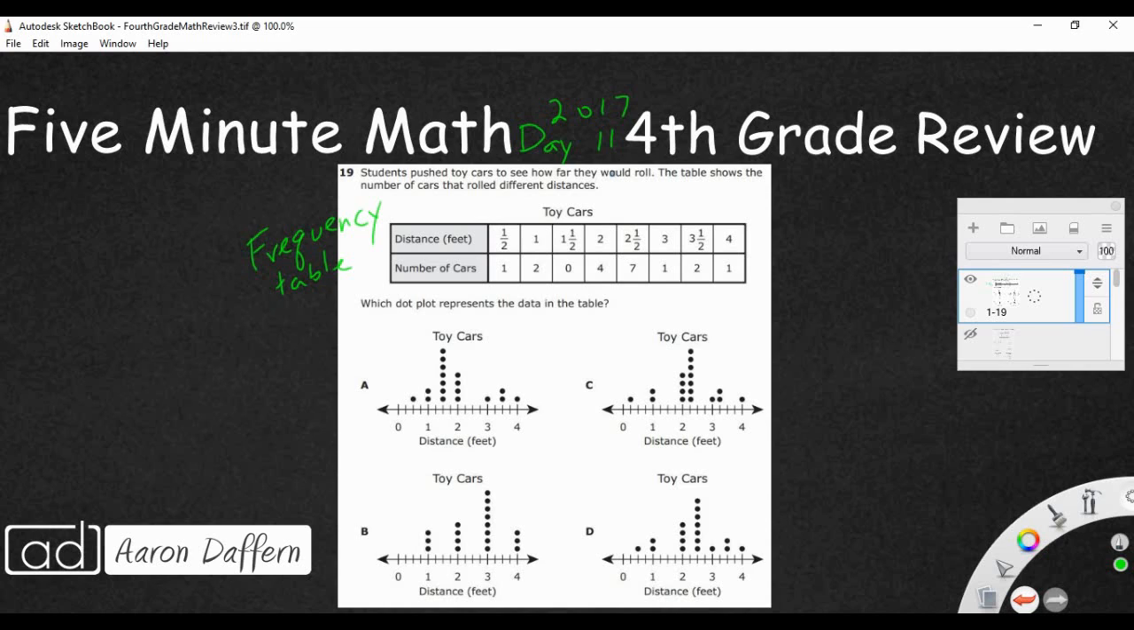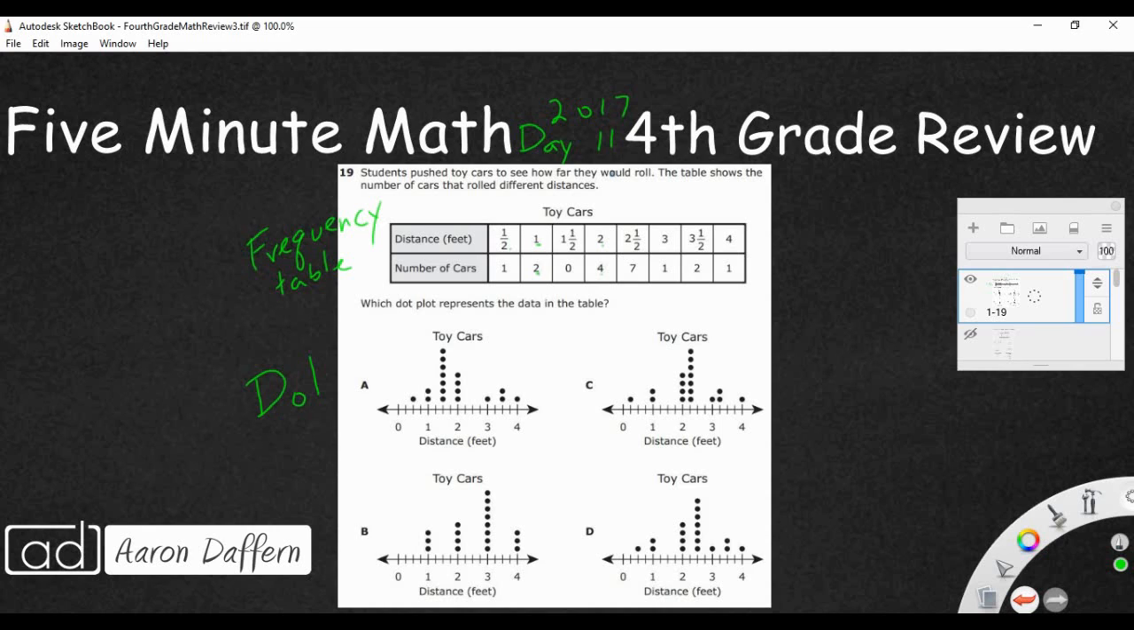One car went half a foot. 2 cars went 1 foot. No cars went 1.5. 4 cars went 2 feet, and so on and so forth. Sometimes they're horizontal like that, and you read them up and down. Sometimes they're more vertical and you read them horizontally. What we need to do though is match that to a dot plot.